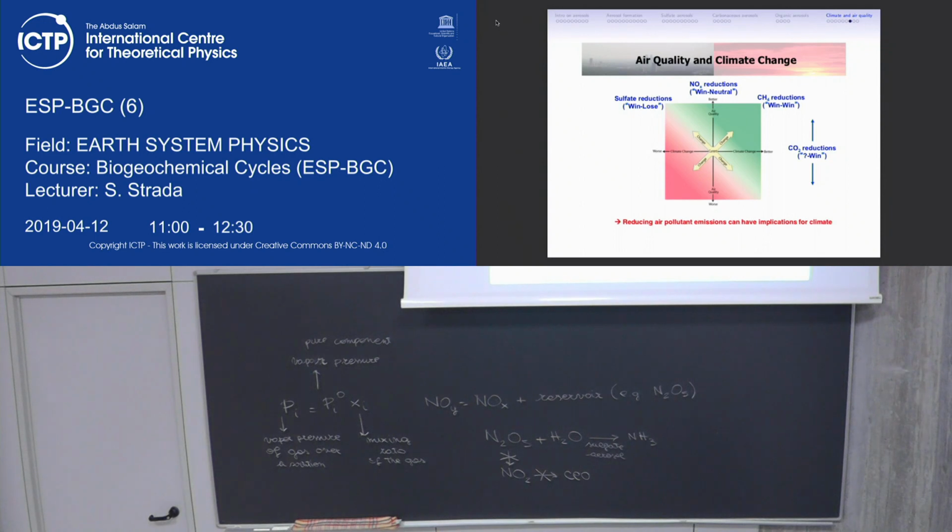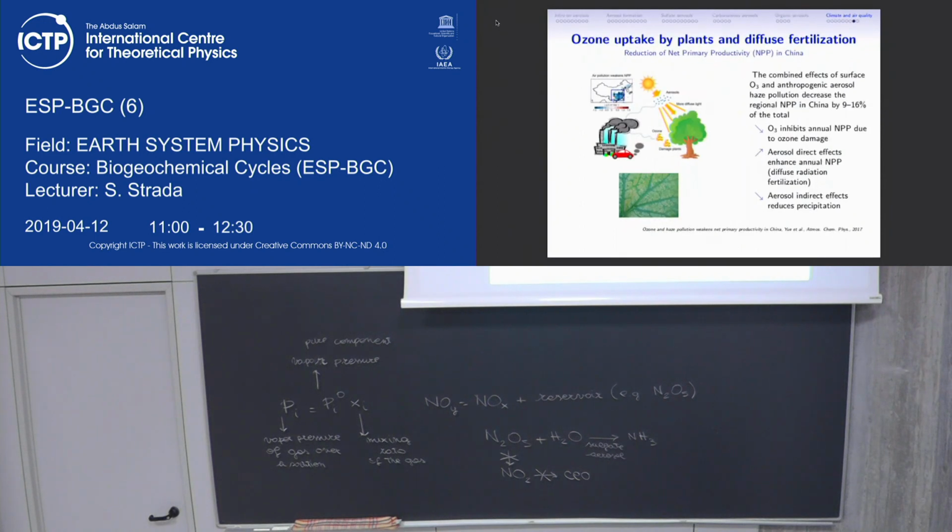So I use your comment to also add two more slides where I try to show you how air quality can, for example, change the carbon cycle. We have already mentioned the diffuse fertilization effect. In these studies, the authors considered China, so just regional air pollution, and they combined the effect of ground surface ozone and anthropogenic aerosols on the regional net primary productivity. The net primary productivity is the photosynthesis minus the respiration of living organisms.